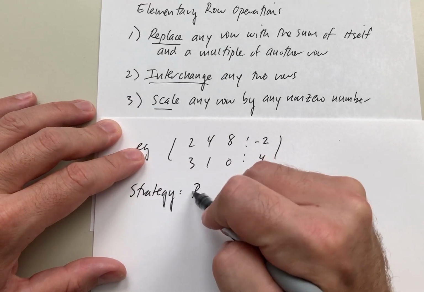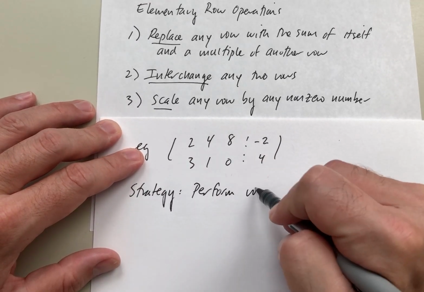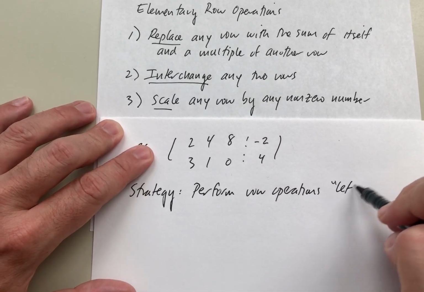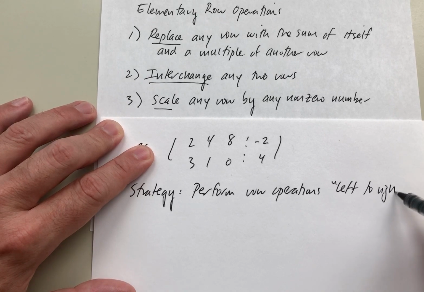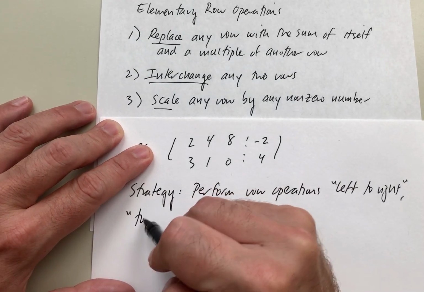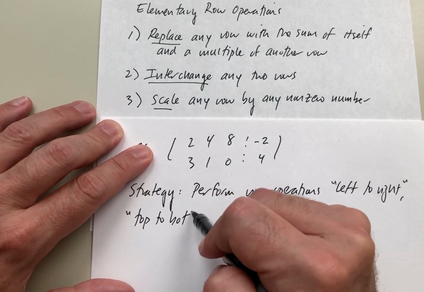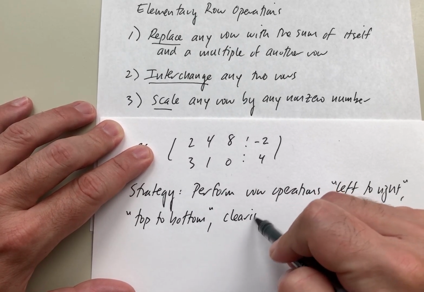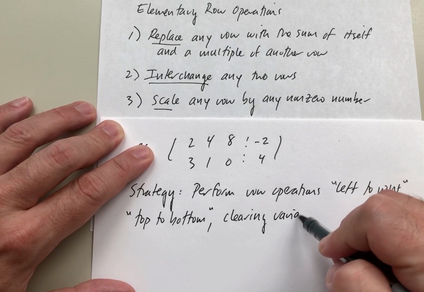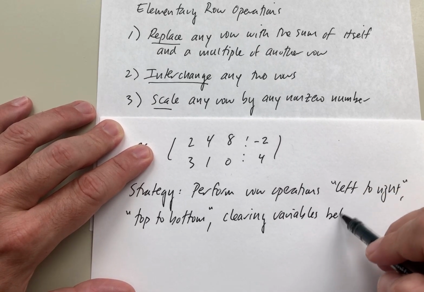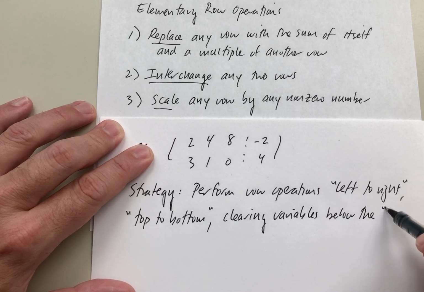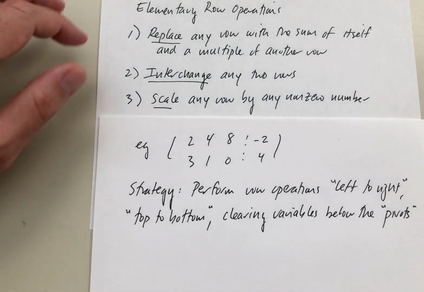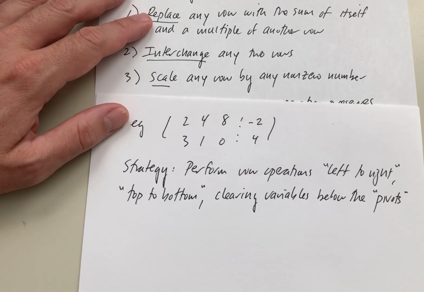So let me just write this down. The strategy will be we want to perform row operations left to right and top to bottom. And what we're going to be doing is clearing variables below what are called the pivots. Okay, so I'll define that precisely later, but just to introduce that notation here.